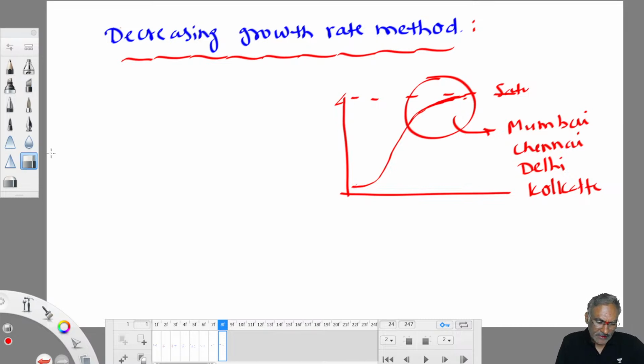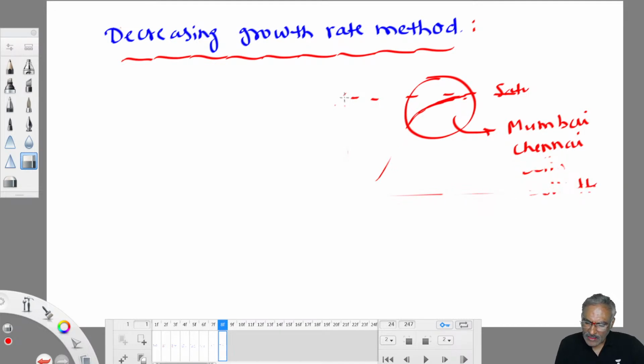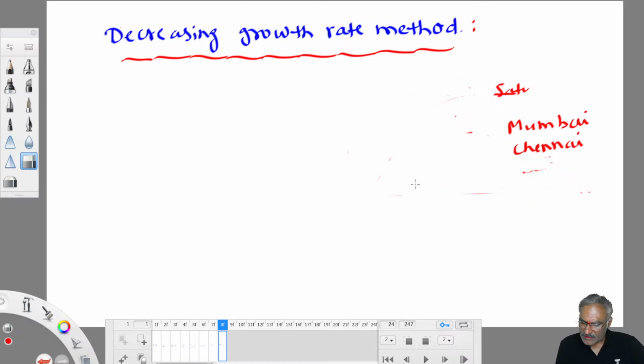So let us see how we can apply this method to work out future population. Understood now? What is the thing we need to observe? Every community ultimately reaches saturation, but it takes time. When it is falling in that zone of the logistic curve, then we have to apply this method. Understood?